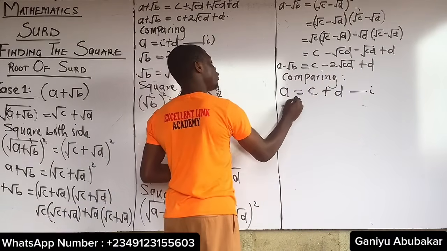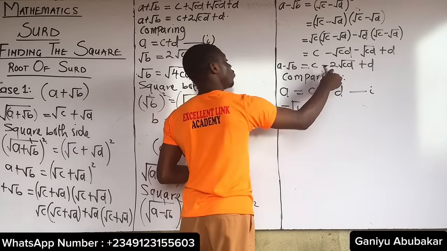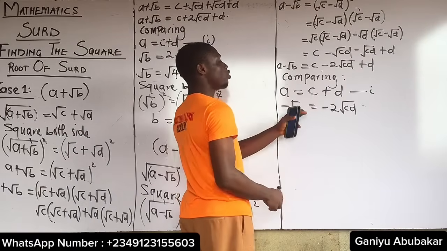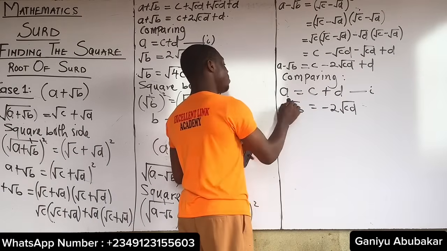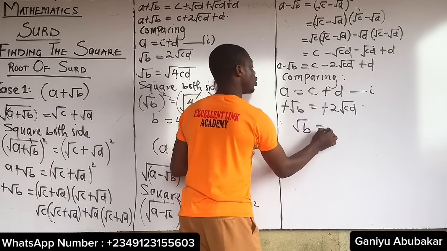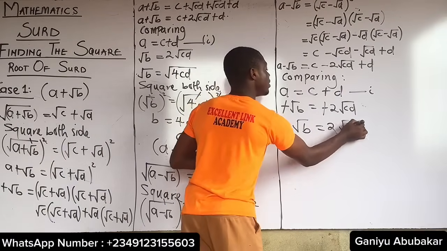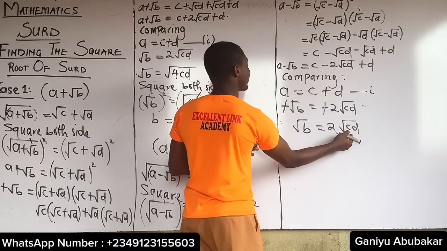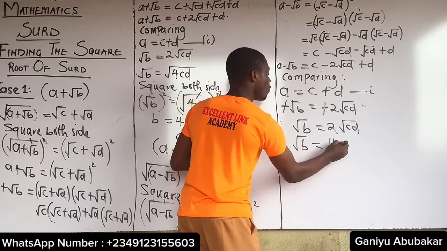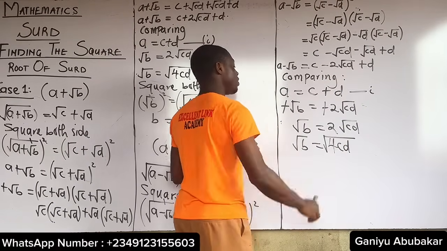I'm seeing minus root b is equal to what? Minus 2 root cd. My equation 2, this is not well simplified. Minus cancels out minus, true or false? True. I'll have root b is equal to 2 root cd. We said if I take these 2 inside, it becomes 4. I'll have root b is equal to root 4cd.